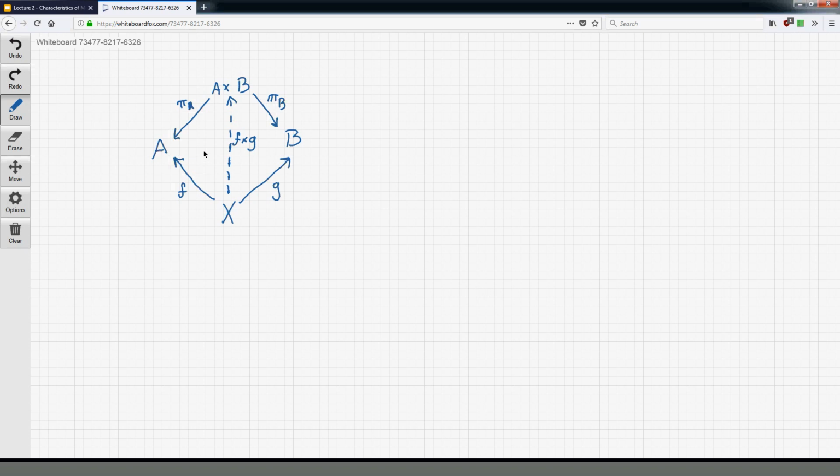There's a unique morphism from X to the product of A and B, such that this diagram commutes. That means that we have F equals pi A after F cross G. So instead of going directly from X to A, you can go to the product and then project back to A. And similarly, G is equal to the projection pi B after F cross G. So that's our universal property.